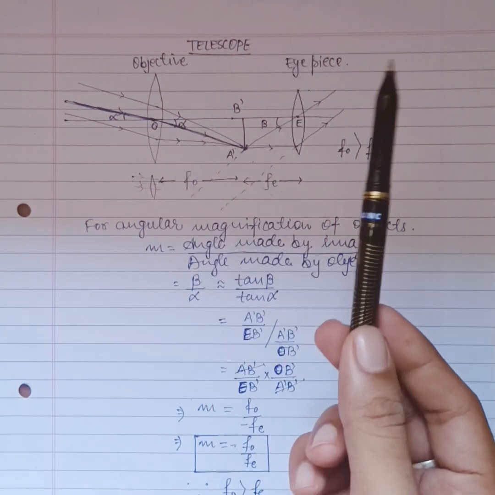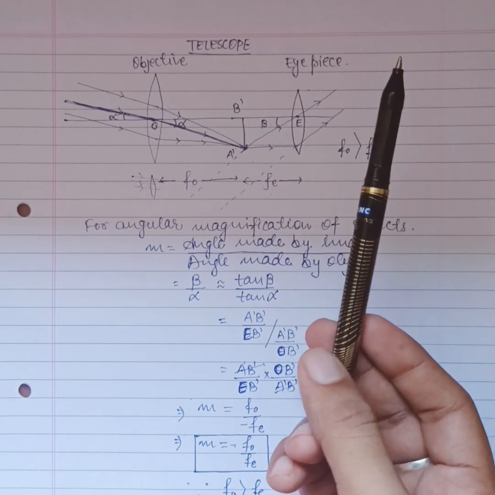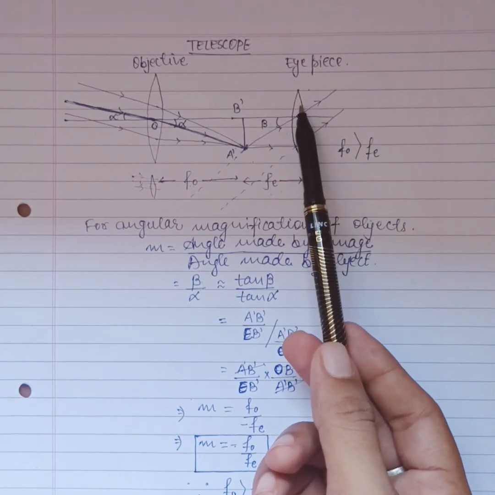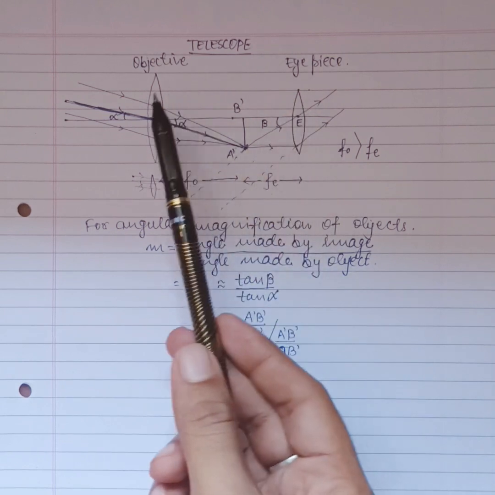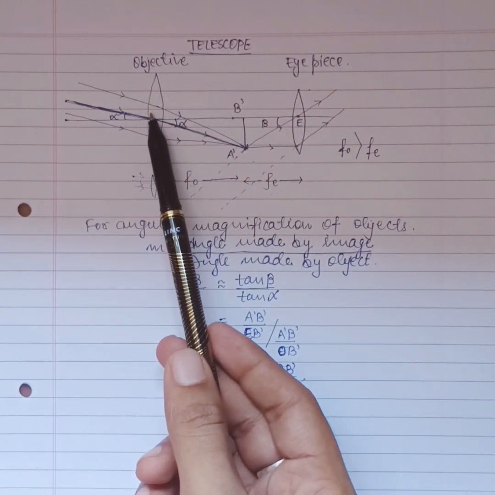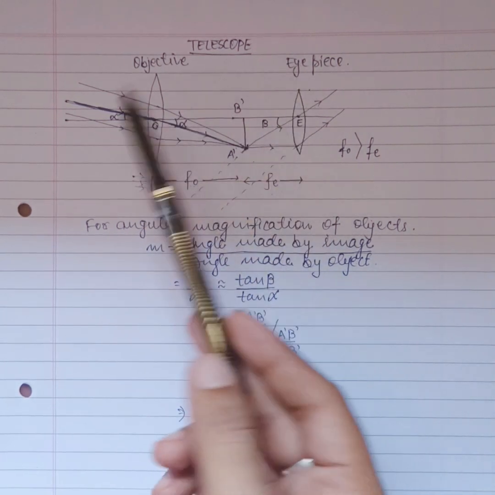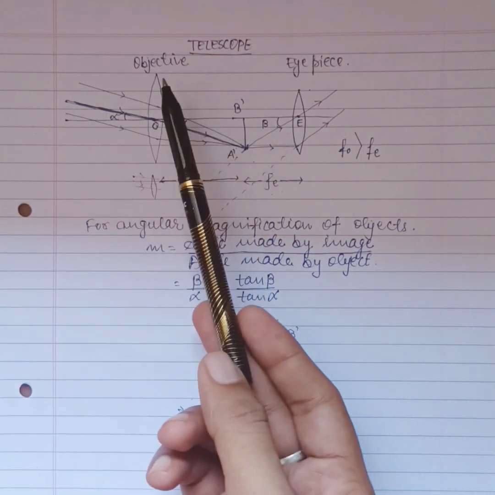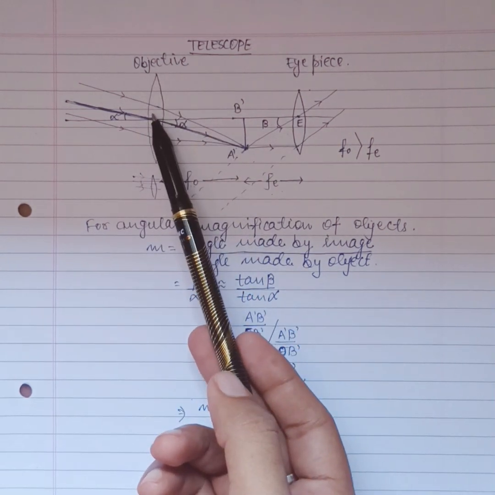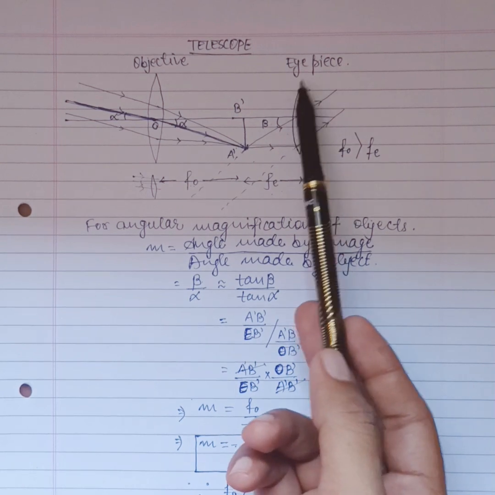In the compound microscope, we considered the aperture of the eyepiece to be greater as compared to the aperture of the objective lens. But here the scenario is completely different. Here the aperture of the objective lens is greater as compared to the aperture of the eyepiece.